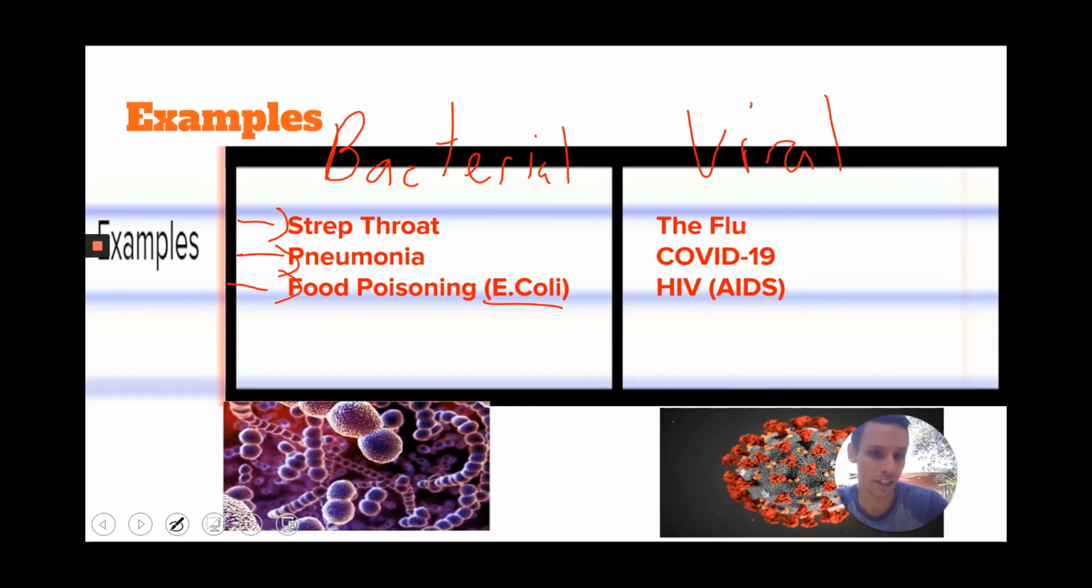Viral infections, on the other hand, like the flu, that's a viral infection. COVID-19, what we're experiencing right now, is also a viral infection. And HIV and AIDS, that is a viral infection as well. And the difference between them really lies in how they are treated, once somebody has these infections. We're going to get into that in a second, as to what the difference is and then really why.